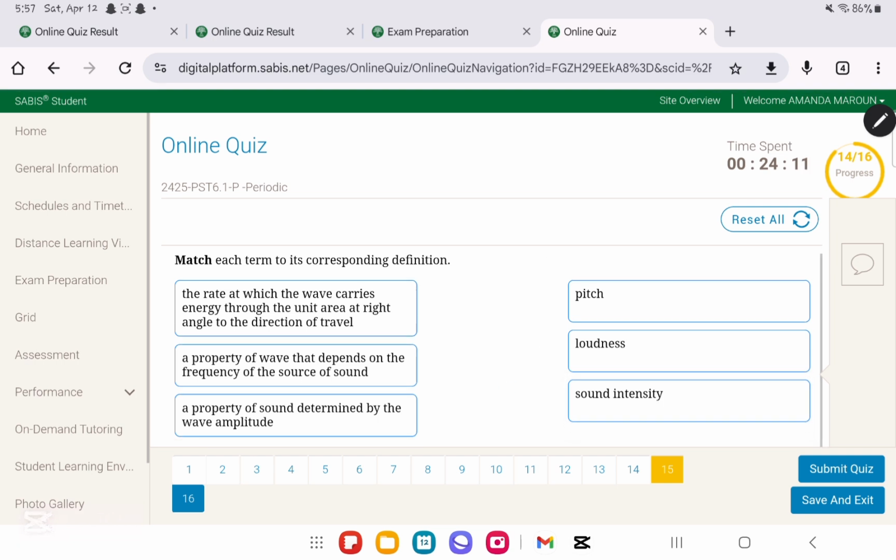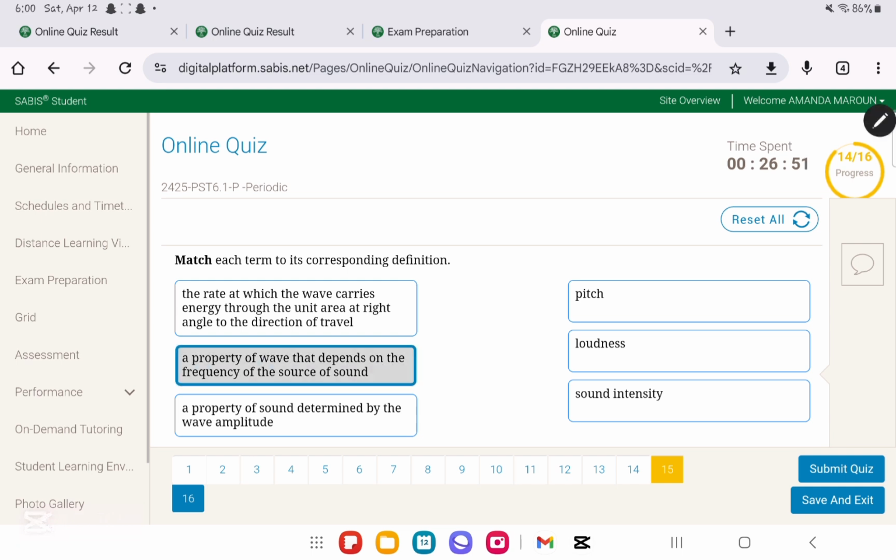We're going to move on to question number 15. Match each term to its corresponding definition. Now here they want us to match. My bad, I apologize for that sound. Okay, we move on to question number 15. They told us to match each term to its corresponding definition. The rate at which the wave carries energy through the unit area at right angle to the direction of travel. Here, let's say this did not make sense to us. So let's leave it aside and move on to the next one.